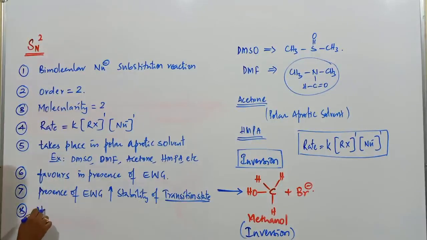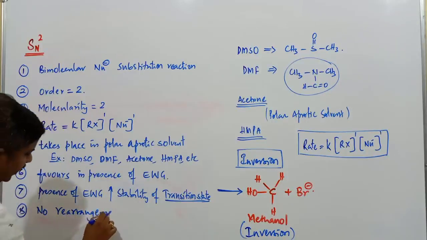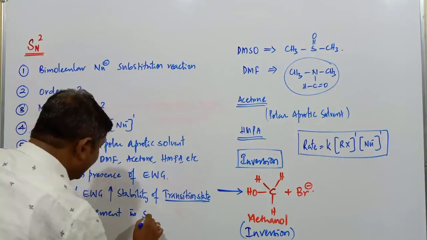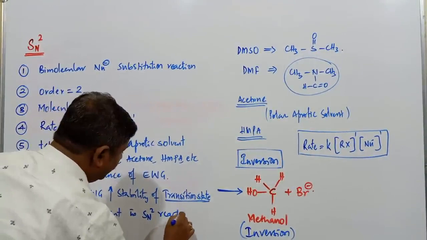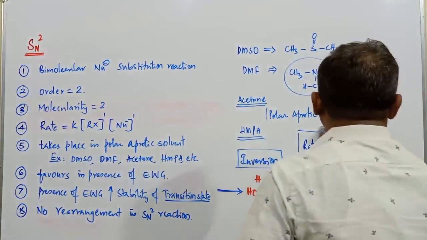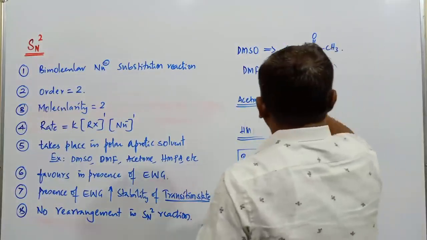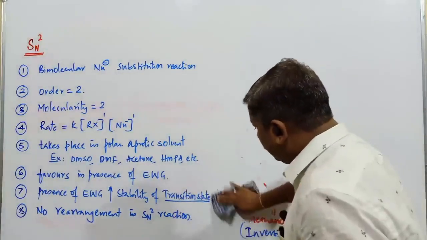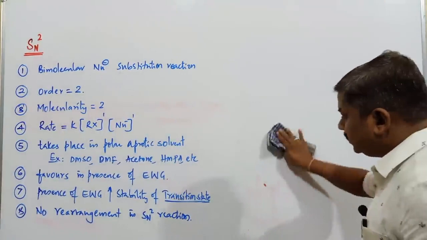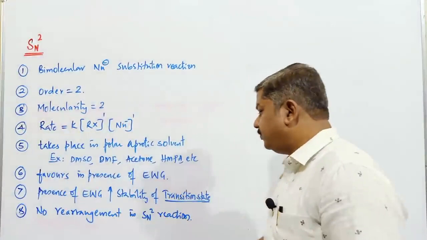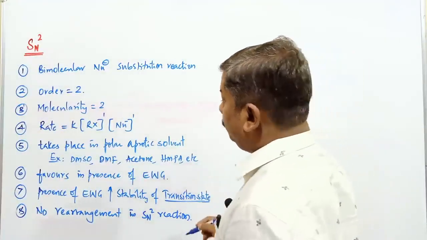Here in this case, no rearrangement takes place. There is no rearrangement in the SN2 mechanism, SN2 reaction. Why is there no rearrangement in the SN2 mechanism? You know very well, rearrangement takes place only if the intermediate is a carbocation. Only in the case of carbocation is rearrangement possible, but in the SN2 mechanism, since there is no formation of carbocation, rearrangement is not possible.